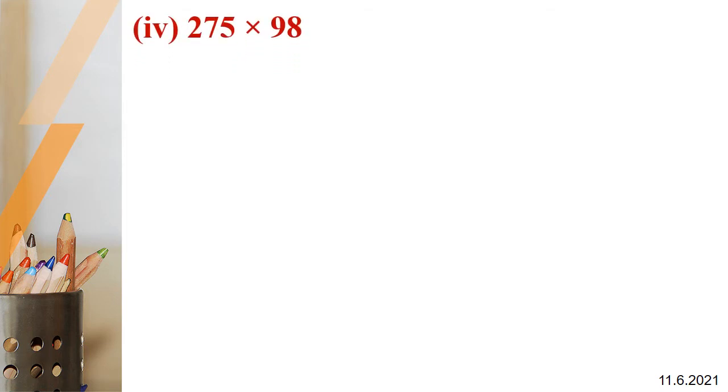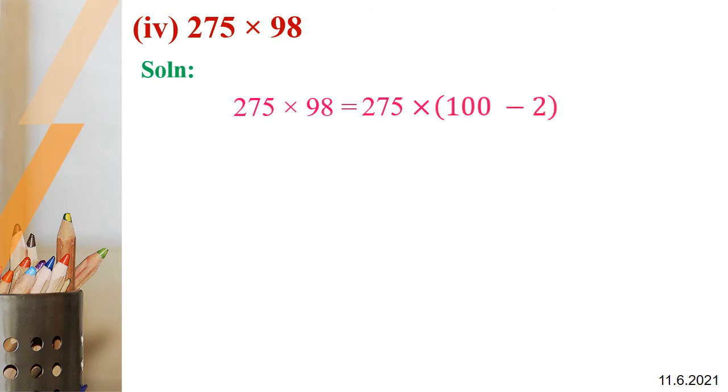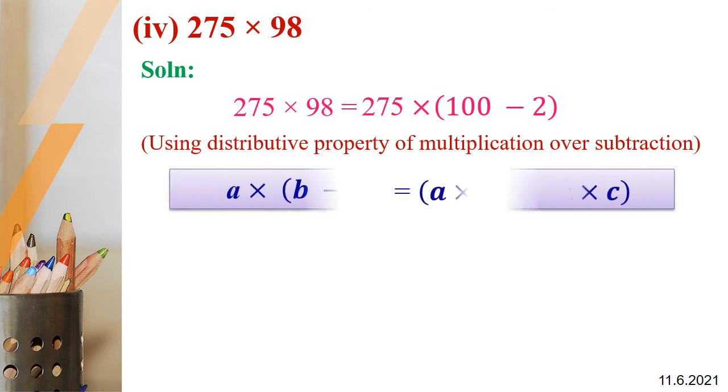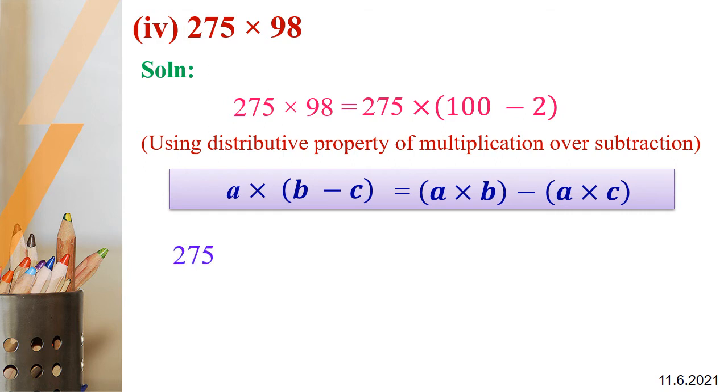275 into 98. 275 into 98 can be written as 100 minus 2. So here, using the distributive property of multiplication over subtraction, let's write the formula: A into (B minus C) equal to A into B minus A into C. That is, 275 into (100 minus 2).